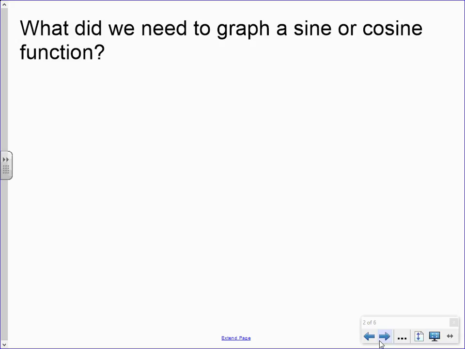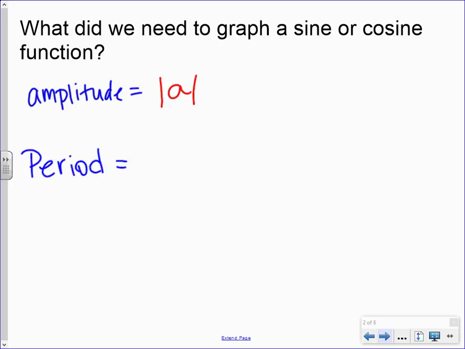First, we identify the amplitude, which is A. But is it A? Thank you, Sydney. That's the value of A. If A is negative, then our shape is different. Do you agree? Then we identify the period. How do we calculate that?